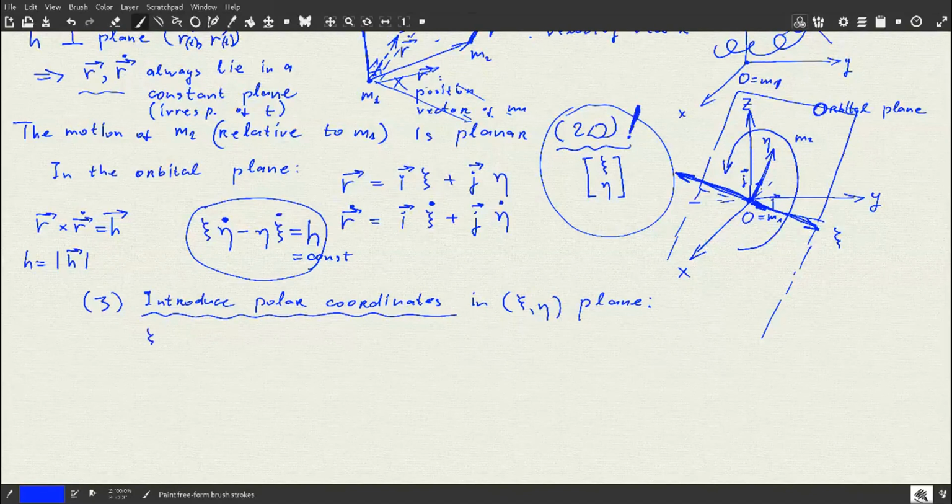Okay. Polar coordinates, so psi is r cosine phi, eta is r sine phi. So geometrically, this is our angle phi between the O psi axis and the radius vector of M2. And the length of this vector is r. Right?